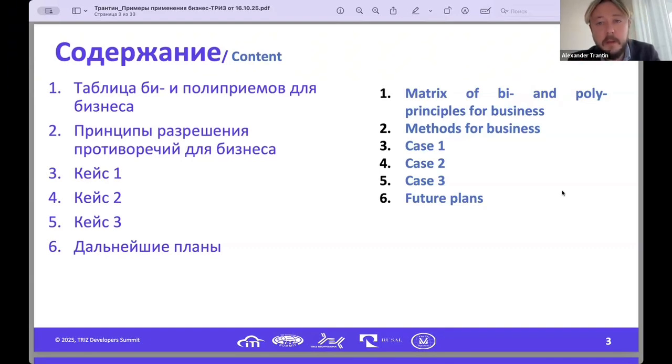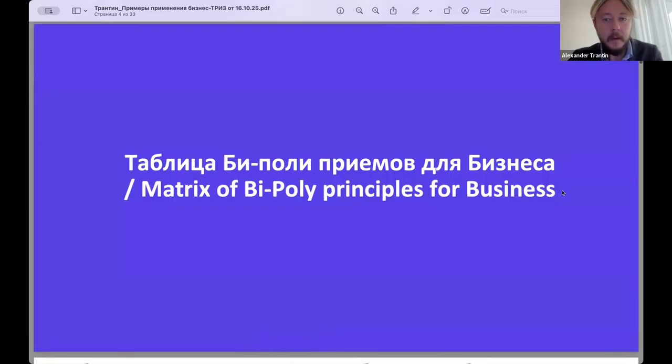We will be able to learn more about those examples, and these examples of the bipolar matrices use was presented yesterday by Mikhail Rubin. There was this case about the reduction of time needed to approve documents in our EDMS, Electronic Document Management System.